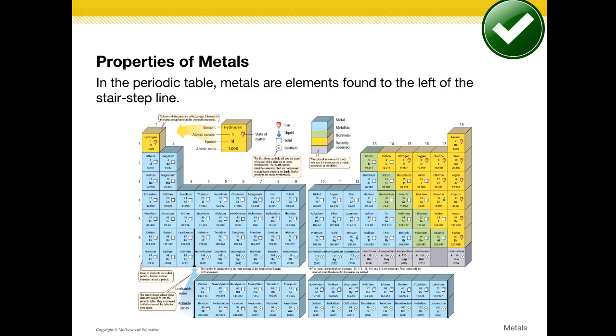Metals on the periodic table: everything you see here in blue is a metal. So everything left of the metalloids, let's see if we can point those out right here, everything left of the metalloids here is a metal, with the important exception of hydrogen. Hydrogen is a non-metal.